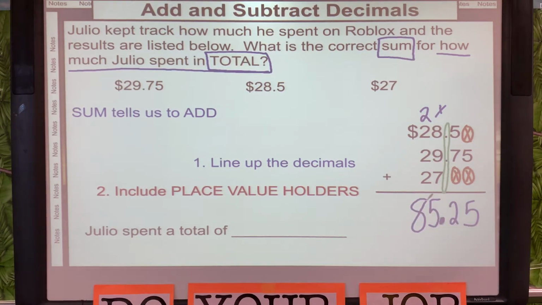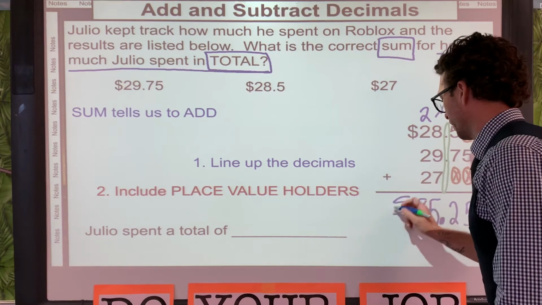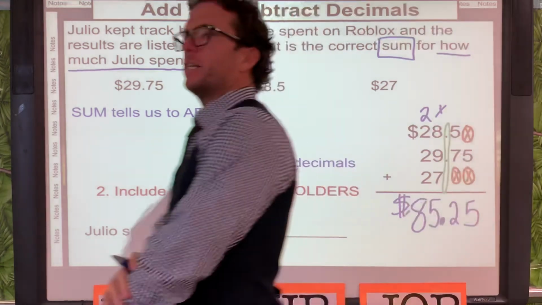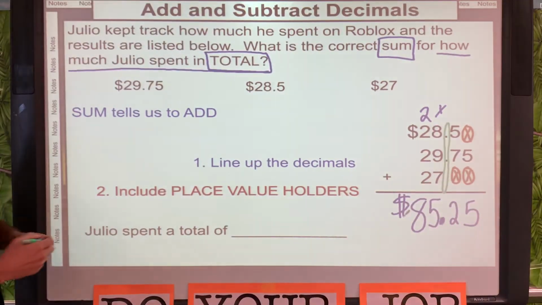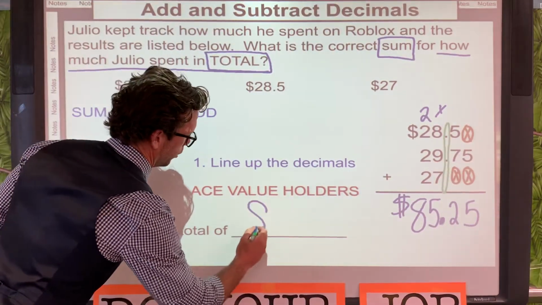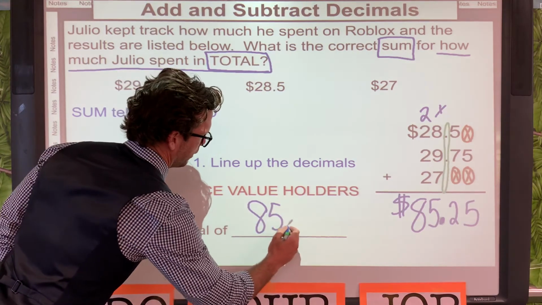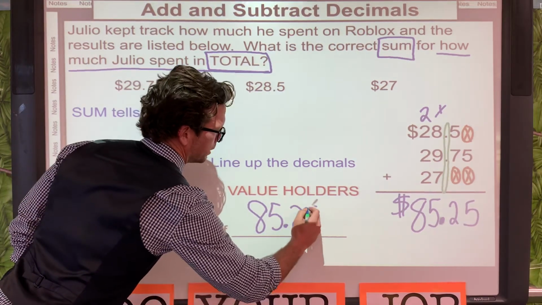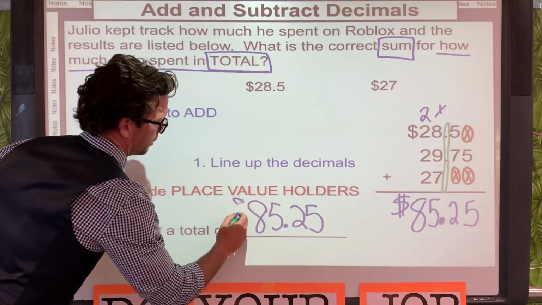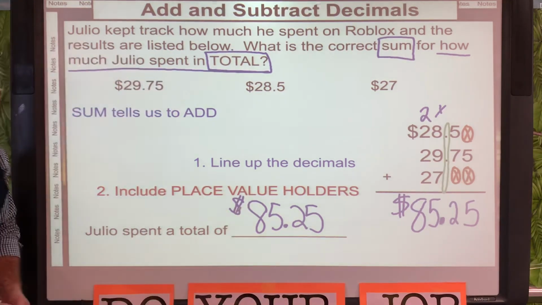Now, we're dealing with money, so what should I put here at the end? Correct, a money sign. So we can say the total amount of money that Julio spent on Roblox was $85.25. Don't forget that money sign.